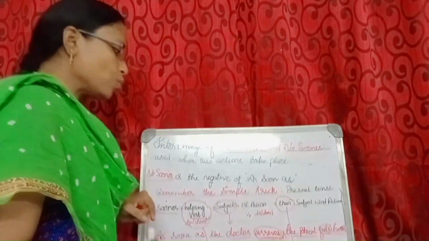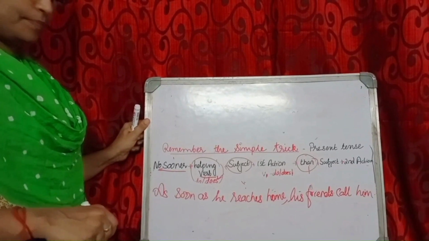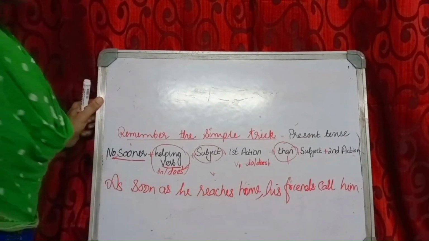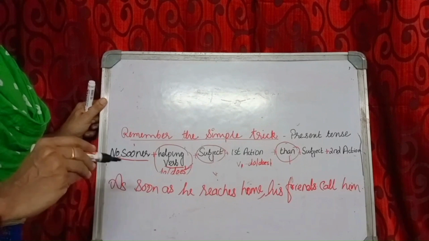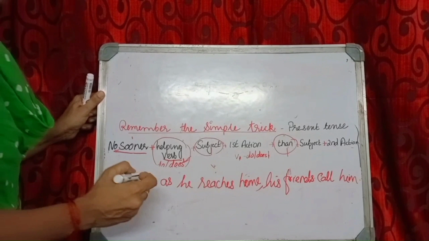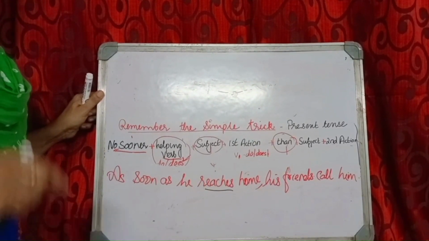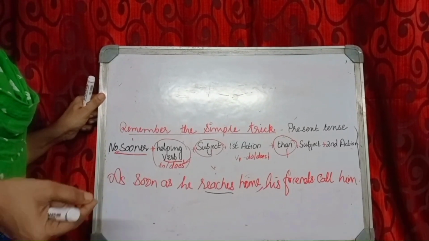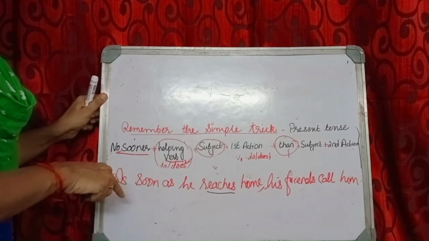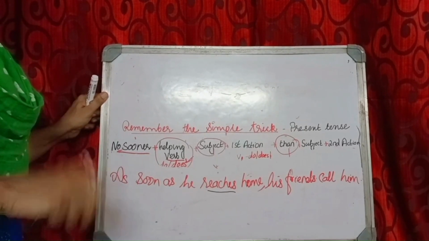Let's do one more example. Let's see the second example. As soon as he reaches home, his friends call him. Again, we should identify the tense of the given question or the sentence. So now we have identified reaches. The question is given in simple present tense. As I told you, no sooner than is used in simple present tense. So we are solving the questions which are given in simple present tense.